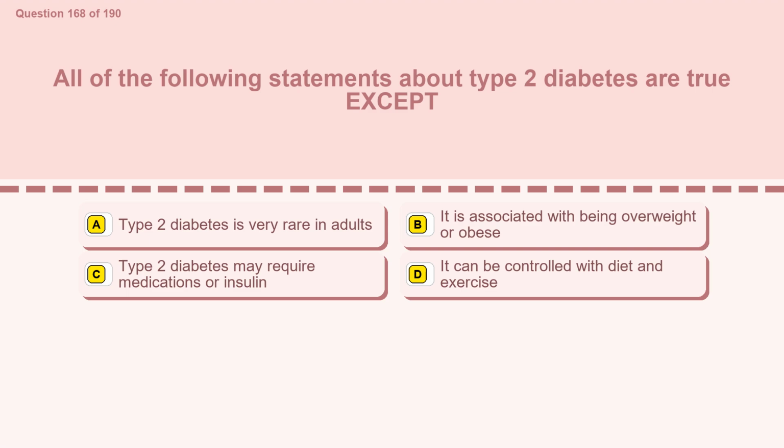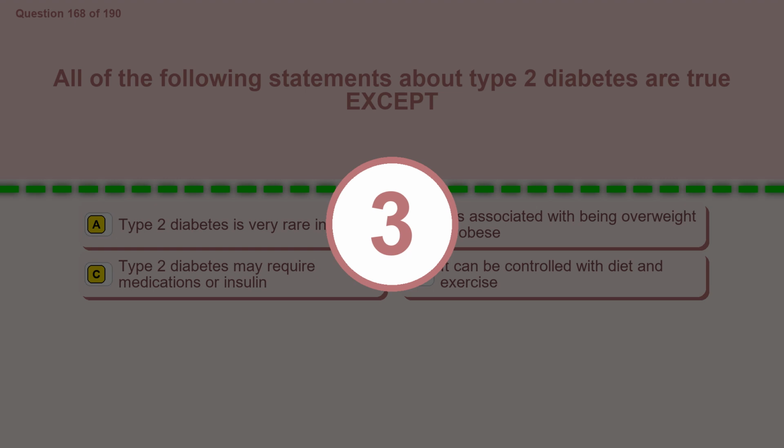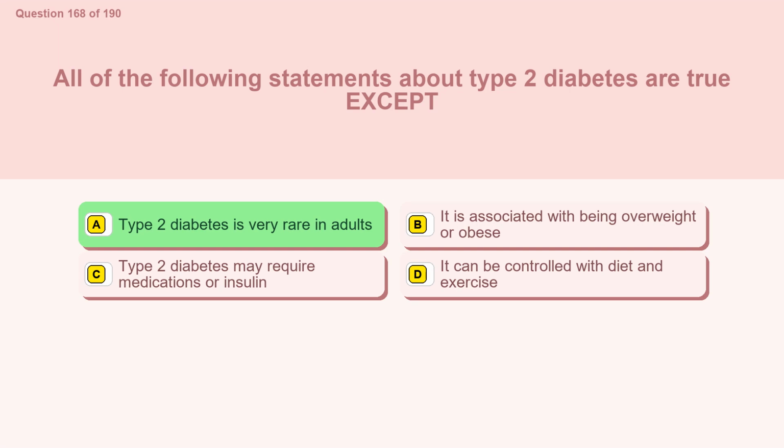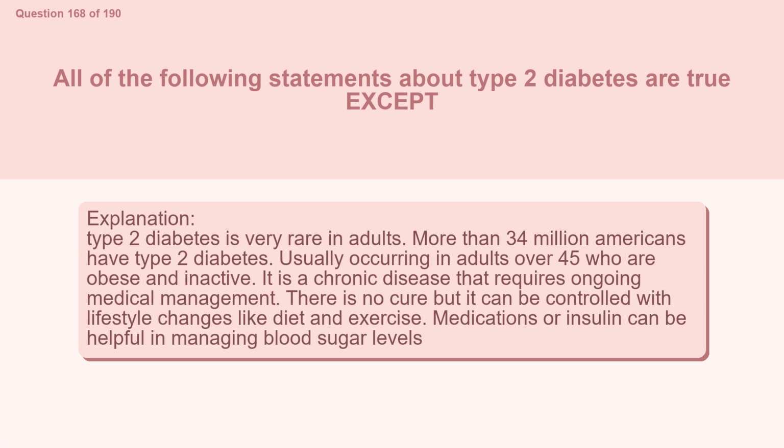Question 168. All of the following statements about type 2 diabetes are true except: Option A. Type 2 diabetes is very rare in adults. Option B. It is associated with being overweight or obese. Option C. Type 2 diabetes may require medications or insulin. Option D. It can be controlled with diet and exercise. The correct answer is option A. Type 2 diabetes is very rare in adults.